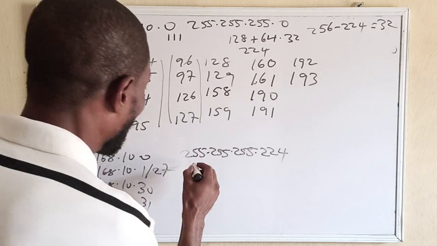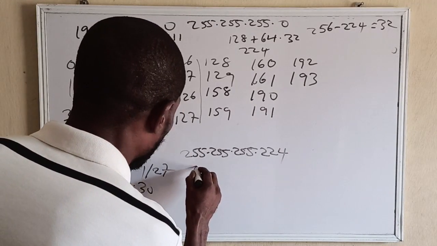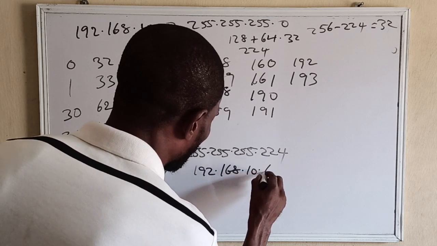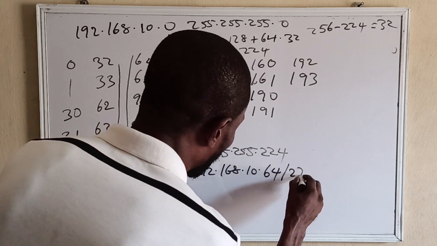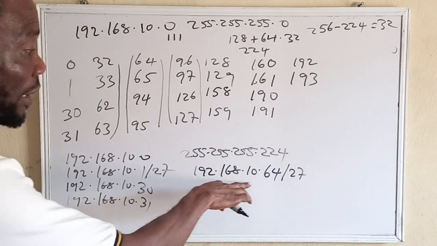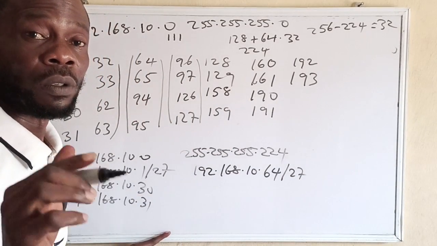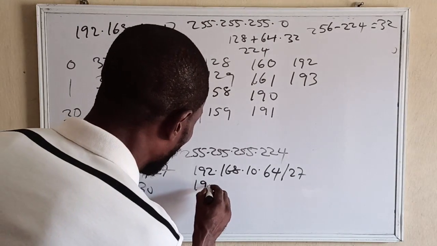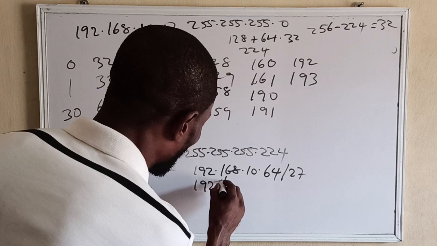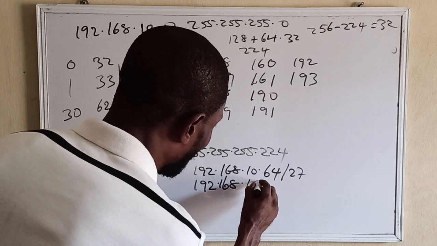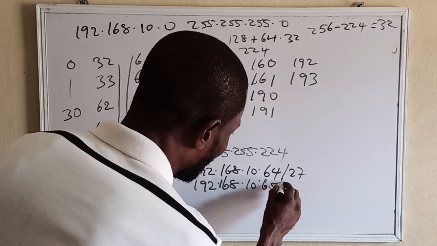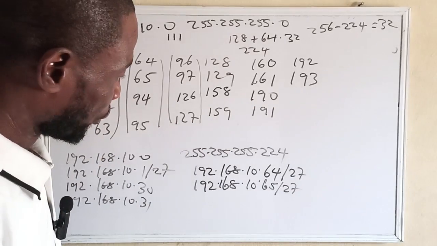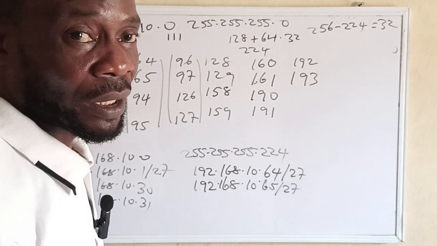And let me tell you, the next network here is 192.168.10.64/27. This is an address space that can give you 30 valid hosts, where the first valid host is 192.168.10.65/27. So this is what subnetting is all about.